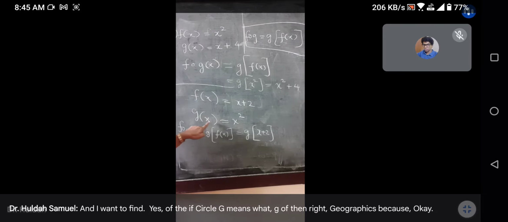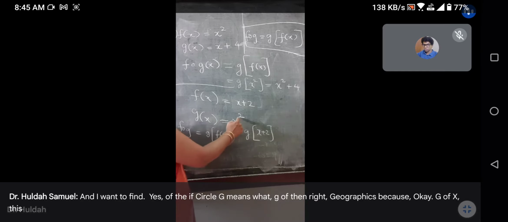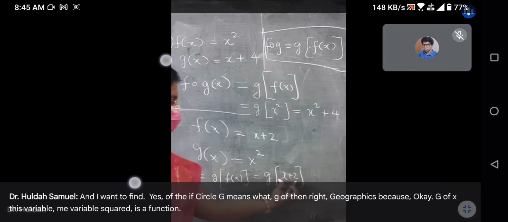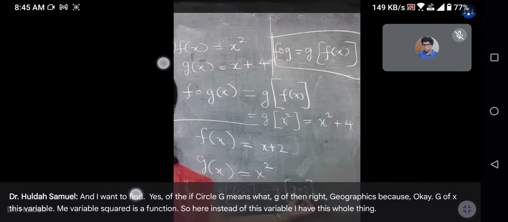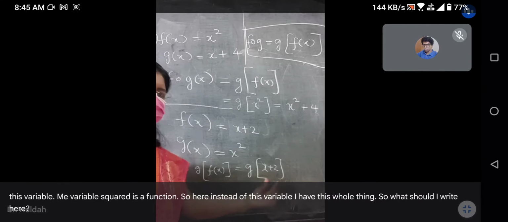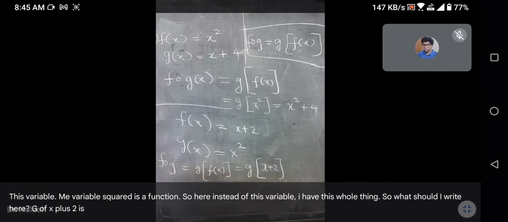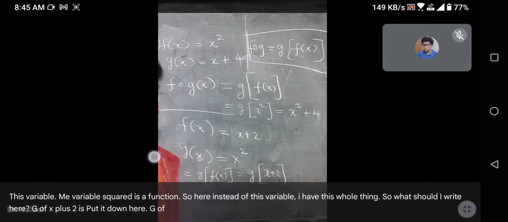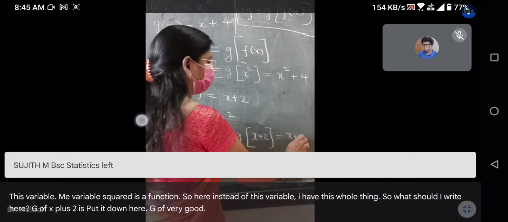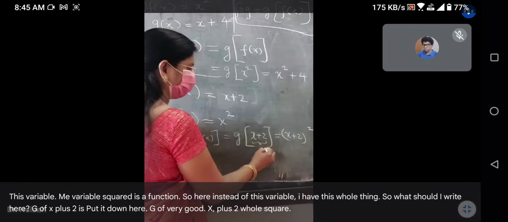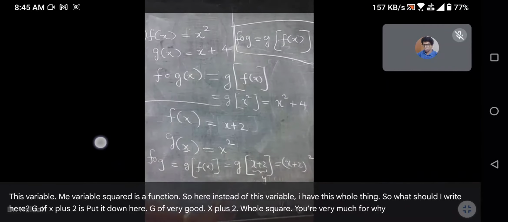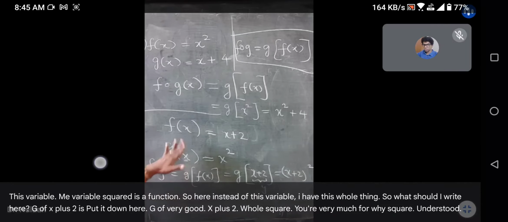Okay? G of X, this variable means variable squared is a function. So here instead of this variable, I have this whole thing. So what should I write here? G of X plus 2 is? Do you understand what I'm saying? If you have X in G of X, it becomes a square in the function. G of X plus 2, tell me. Very good. X plus 2 whole square. Keep this as a variable: if it is Y, then Y square. Correct? Understood? So this is another example.